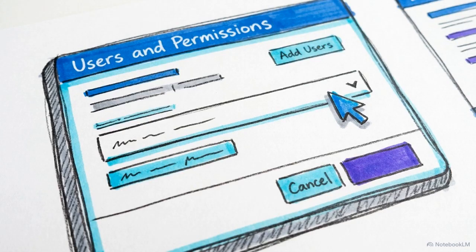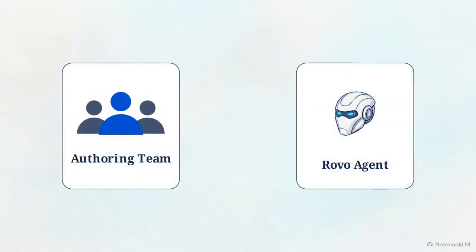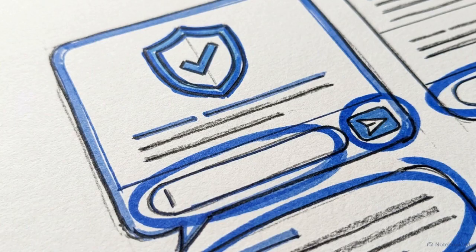Now we prepare it for deployment. In the Users and Permissions tab, assign an official authoring team to the agent, in this case, your Product Ops group. Assigning an authoring team identifies who builds and maintains the agent. When team members interact with the agent later, they see a verification badge from the department responsible for its results.